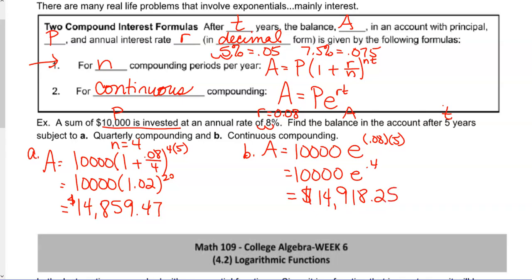$14,918.25. And so this is comparing the same type of thing, but this is compounding 4 times a year. This is continuously compounding. Which one would you choose as your investment? Which one is better, basically? Which one has the better money? I would choose the compounding it continuously, because you do make a little bit more money in that 5 years.